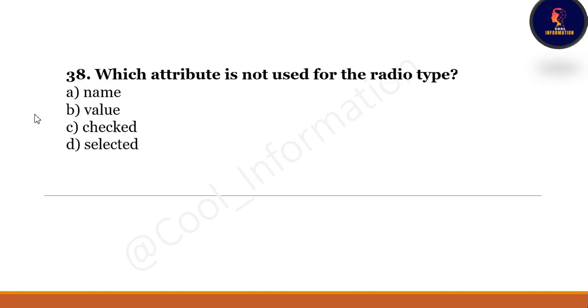Next question. Which attribute is not used for the radio type? Option A name, B value, C checked, or D selected. The correct option is option number D. The selected attribute is not used for the radio type.